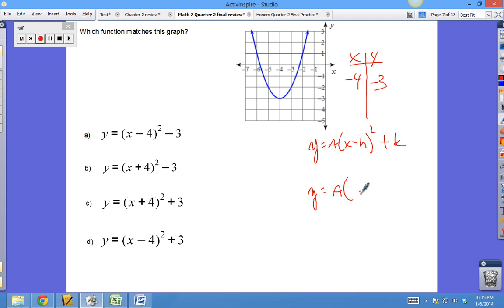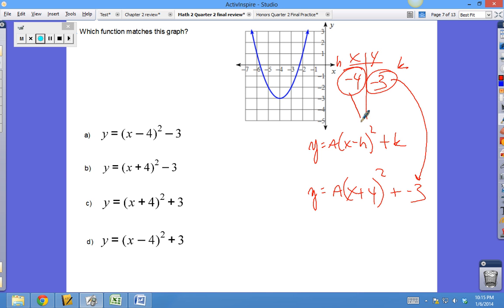Y equals a x. Okay, I went to the left 4. So it's going to be a 4, but is it going to be a +4 or is it going to be a -4? And it's actually going to be +4. Okay, now plus k. K, I went down 3, so that's going to be a -3. So look right here. This is my h, and this is my k. My k is this, my h is this. So if I plug my k into the model, it gives me a -3.